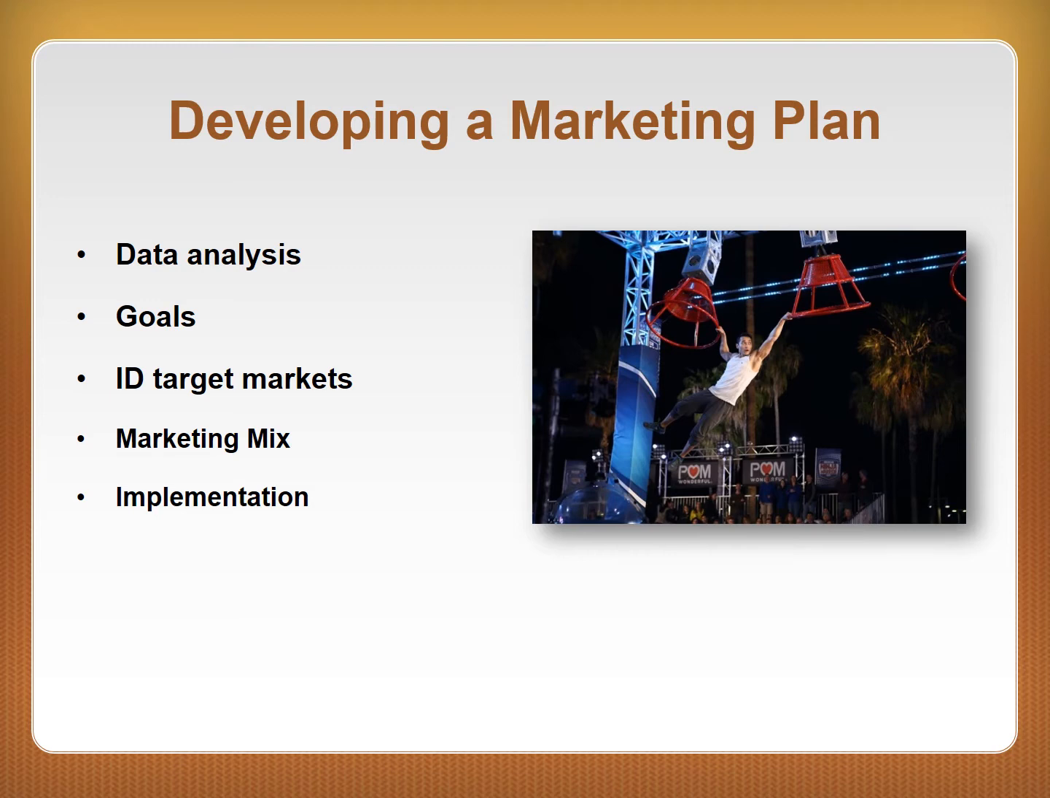Next, you want to identify target markets. So basically, you analyze your consumer data and then figure out who are the people you want to try to market to. Next is the marketing mix. So marketing tactics based on product, place, price, and promotion. And then finally, a section on implementation. So this would include details of what will have to take place in order to actually use this marketing plan.